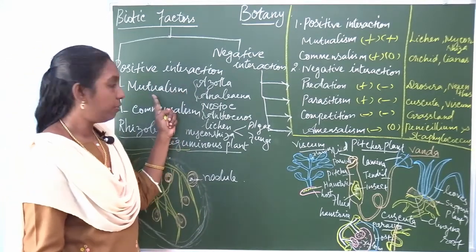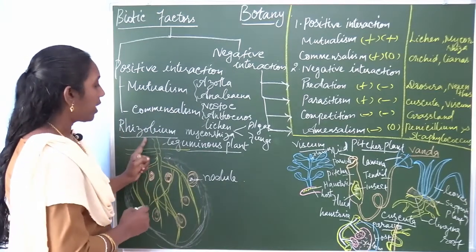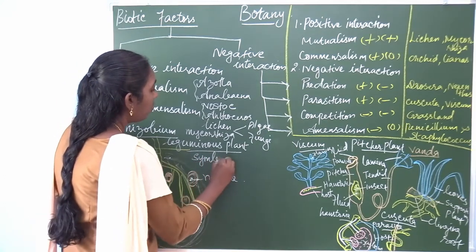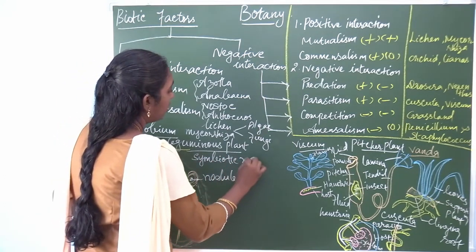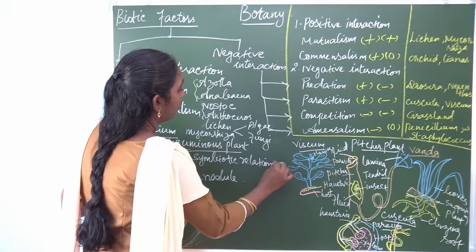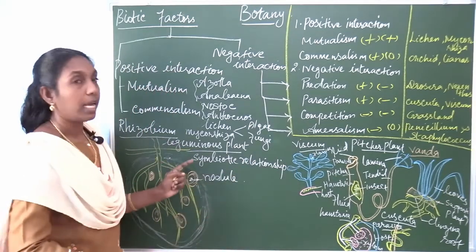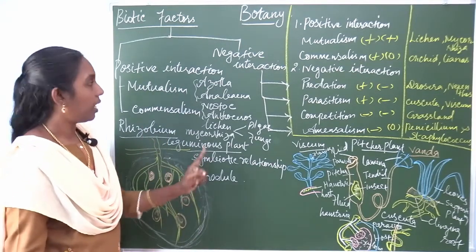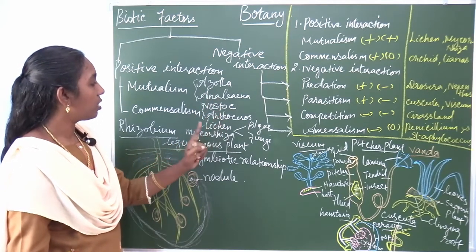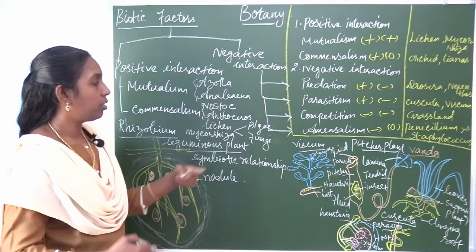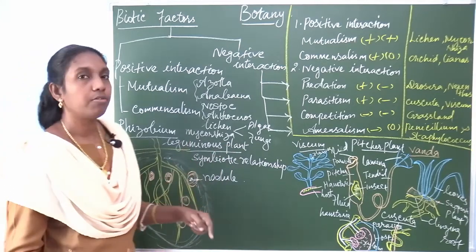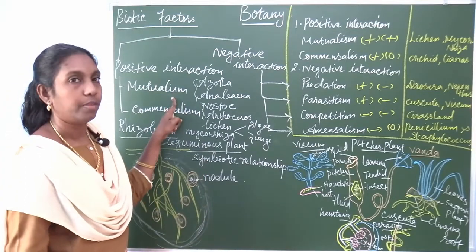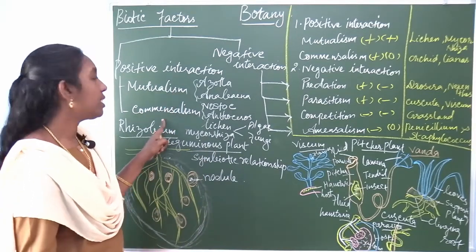What are the examples for mutualism? These are symbiotic relationships. Examples: Rhizobium with leguminous plants, Azolla, Anabaena, Nostoc, Anthoceros, lichen, which is a mutual relationship between algae and fungi, and mycorrhiza between the roots of higher plants and the fungus. That is mutualism. So the second positive interaction is commensalism.